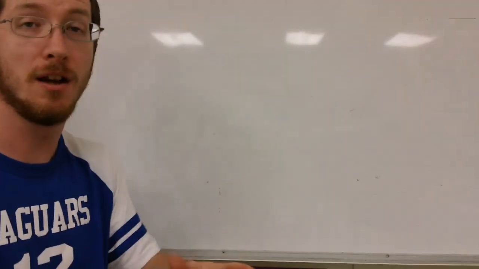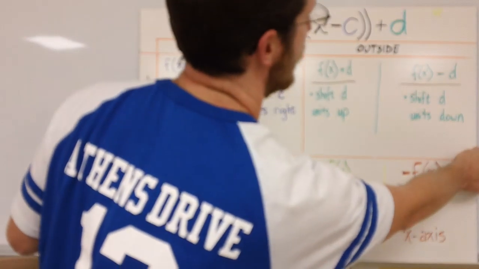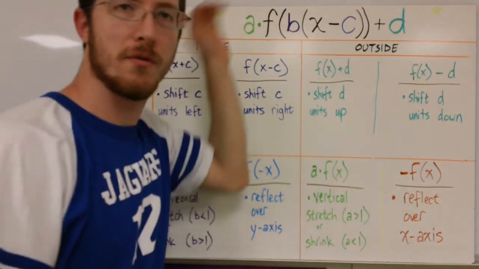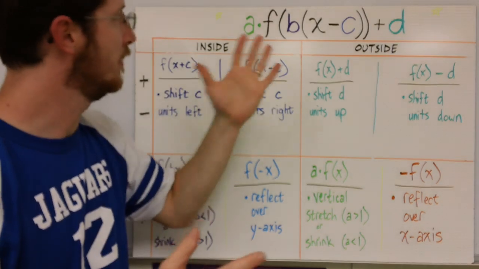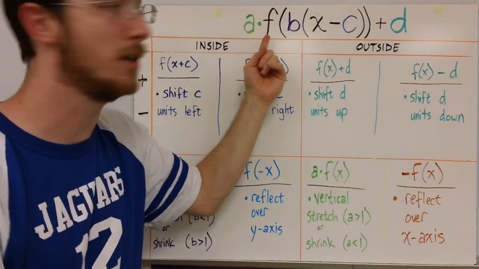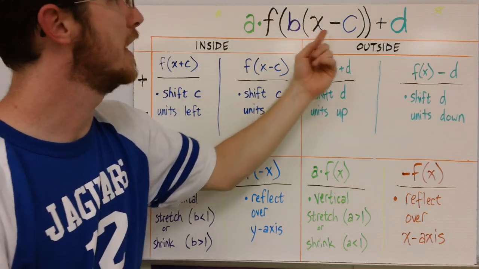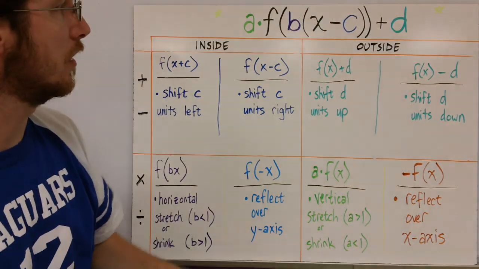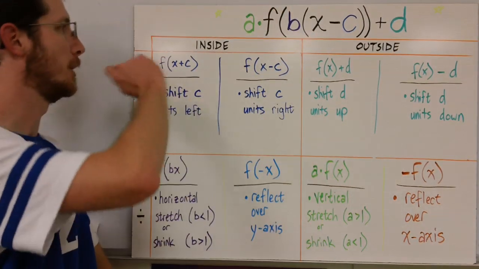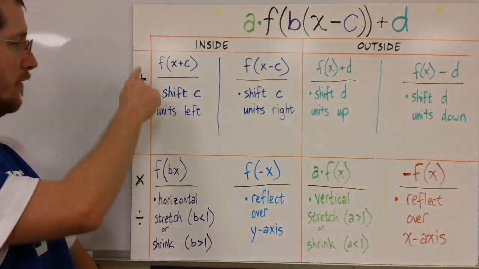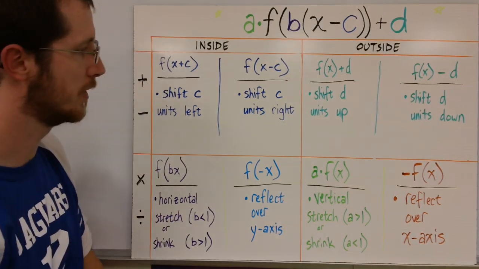So let's summarize all of that information that just took a long time to go through. All right, here is our standard vertex form expression for doing transformations by hand. We've got a times f, where f is our function, of b times x minus c, plus d. Now, again, if you've got colored pens or pencils, try to color code it. You'll see why. All right, we've got a nice little table here. We've got inside and outside transformations, and we've got pluses and minuses, multiplication and division.